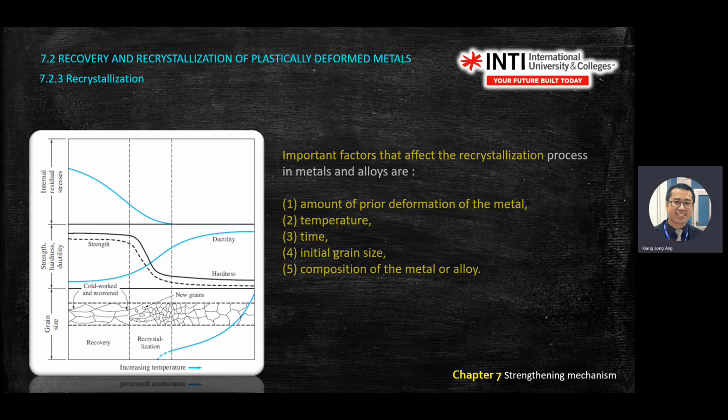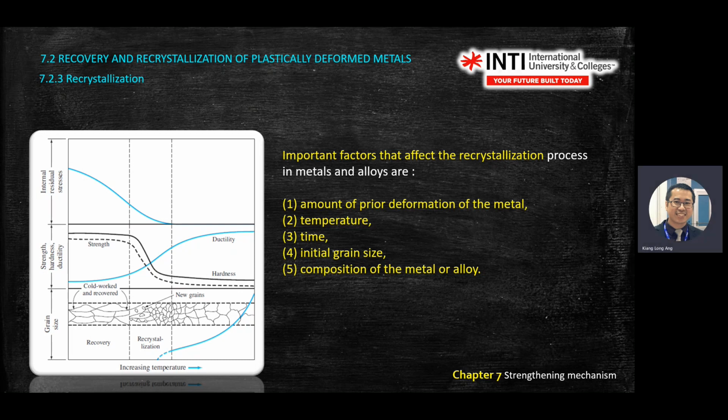There are a few factors. I'll give you all the answer. An important factor that affects this region here, recrystallization, is the amount of prior deformation of the metal. So before you go inside the machine, you need to check what is the amount of deformation already inside the metals. Second, the temperature, time, initial grain size, and composition of the metal and alloy. So these are the 5 factors that affect the recrystallization.